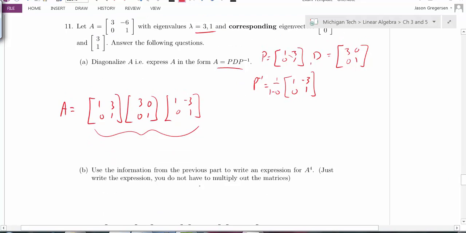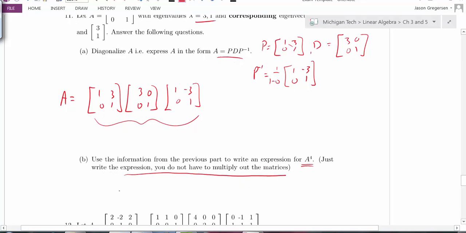Part B says use the information from the previous part to write an expression for A to the fourth. And it says I just have to write out the expression. I do not have to multiply out the matrices. So the idea here is that if A equals P times D times P inverse, then A to the fourth would equal P times D to the fourth times P inverse.